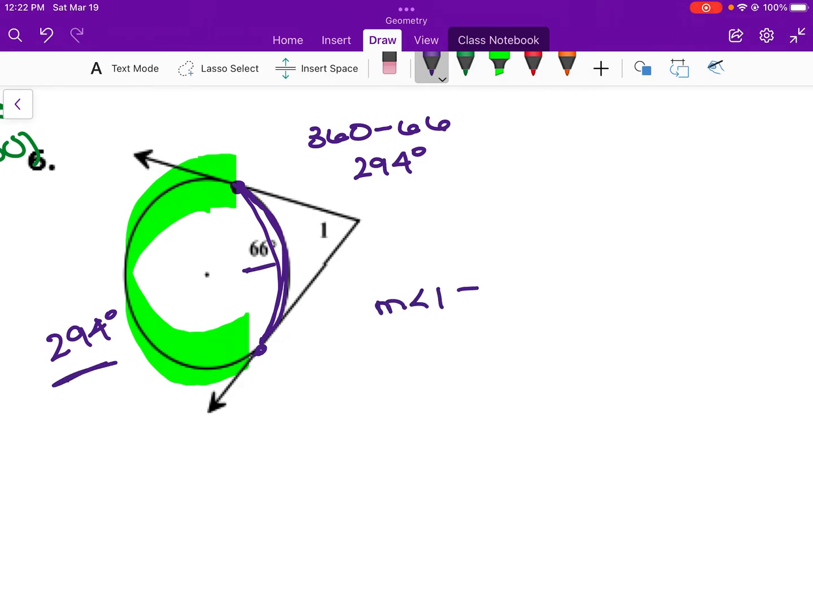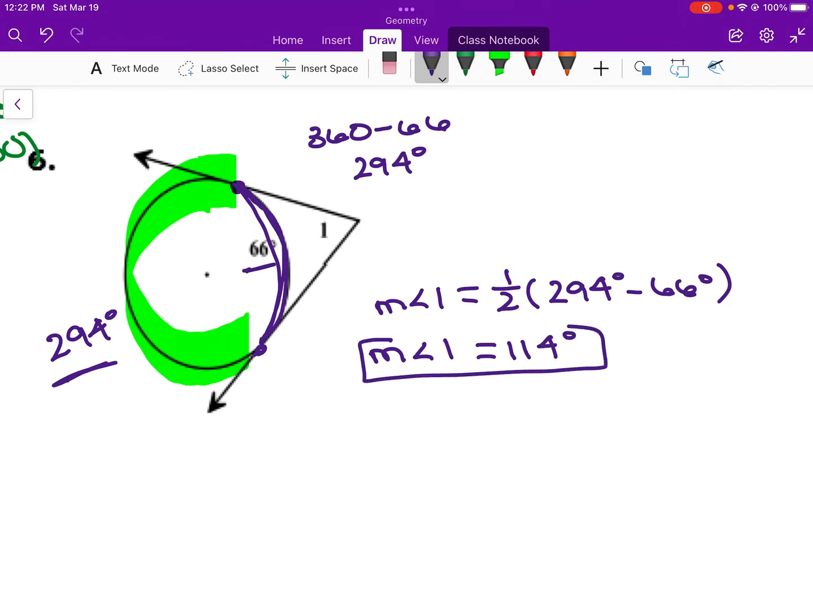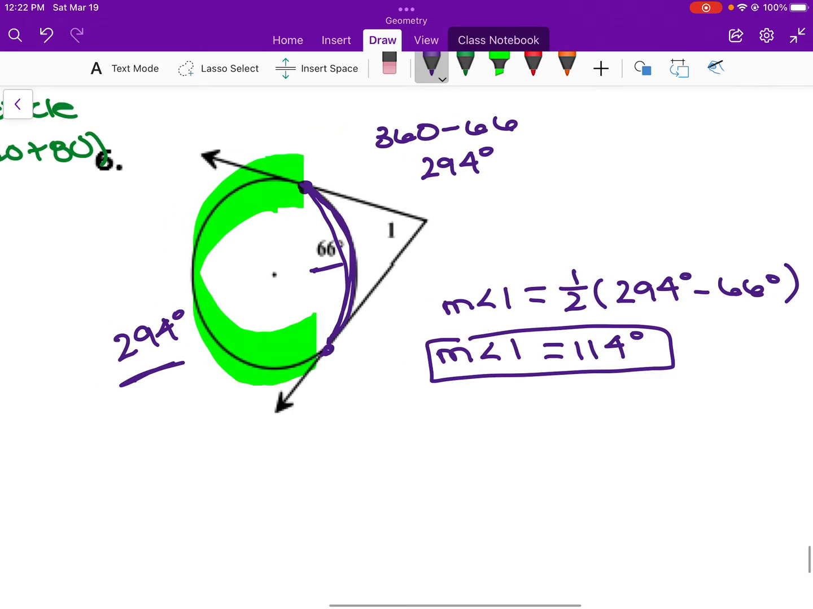So saying that the measure of angle 1 is 1/2 of 294 degrees minus 66 degrees, right? The larger arc and the smaller one. And if I add those up and divide by 2, that's 114 degrees there. And that would be it for that.